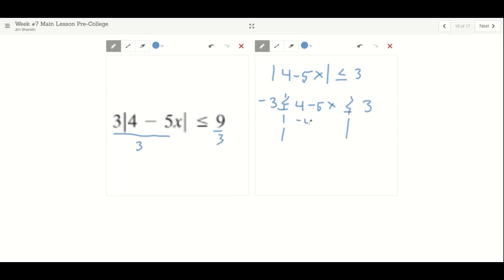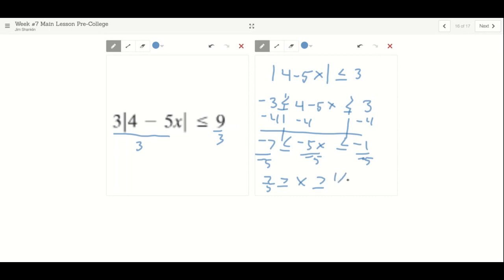First thing I'm going to do is I'm going to subtract 4 from both sides. So -7 is less than or equal to -5x, which is less than or equal to -1. This is where now my next step is to divide through by -5, but when I do that, I have to flip the inequality symbol. So this is going to be 7/5 is greater than or equal to x, and then I'm going to flip this one. So this is going to be greater than or equal to 1/5. So solving absolute value problems, just have to remember to rewrite it as 2 separate problems.